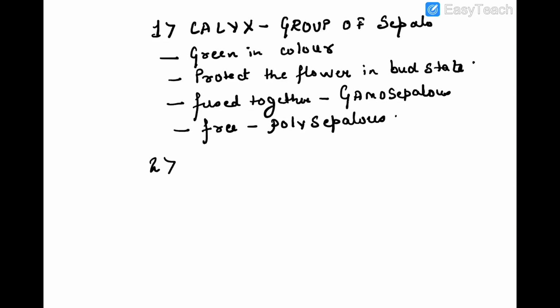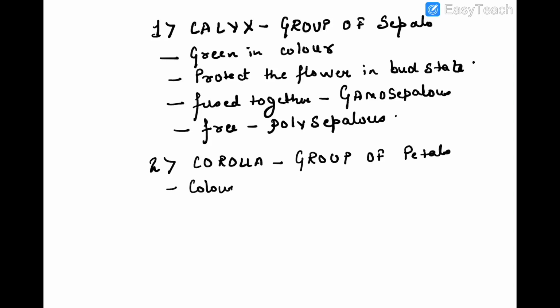Second part of the flower is corolla. Corolla is group of petals. Petals are colorful to attract insects.